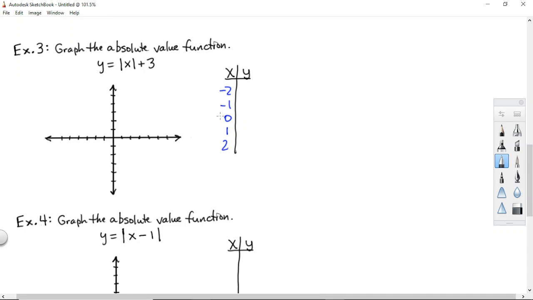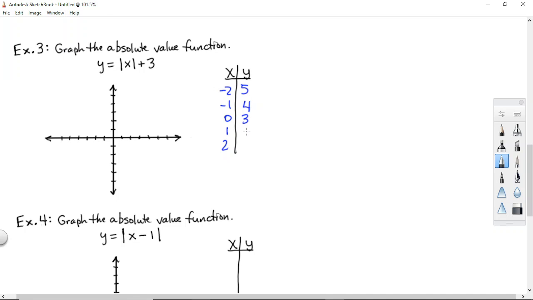Now, this time, when we plug in negative 2 for x, the absolute value will be 2, but we're going to add 3 to it, so that's 5. When we plug in negative 1, the absolute value of negative 1 is 1. We'll add 3 to that, and that's 4. When we put in 0, the absolute value of that is just 0, but plus 3 is 3.